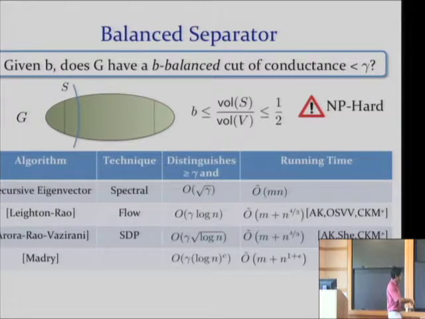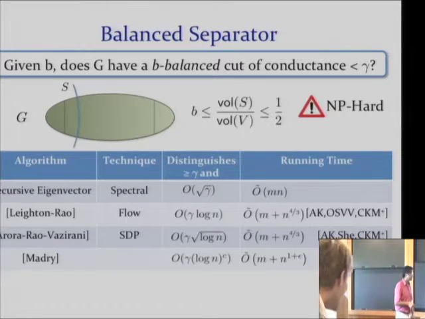So expander decomposition, yes, running time is an issue for expander decomposition. That's what Madry sort of does. He really brings down expander decomposition to close to linear. In the running time, no. Yes, it's a polylog approximation to gamma.